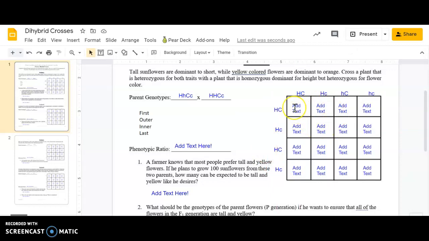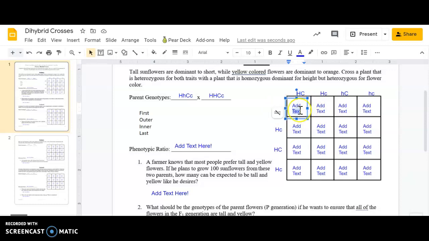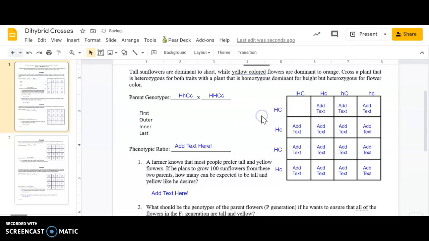Now we need to figure out what is going to be combined if this pollen met this flower, what would the seed produce for those two parents? So we have big H, big C from both parents. Let me take that away so you can see it. So big H, big C, big H, big C.